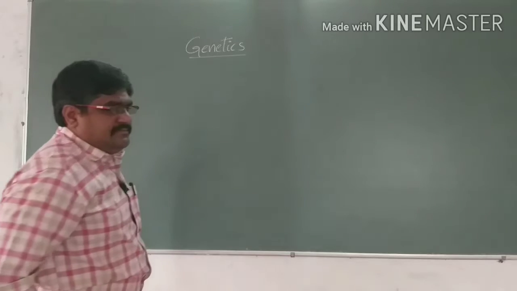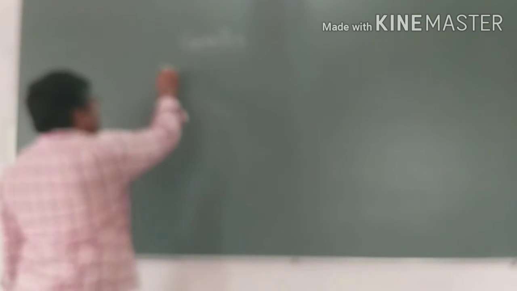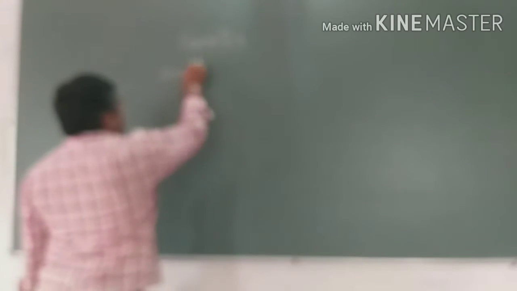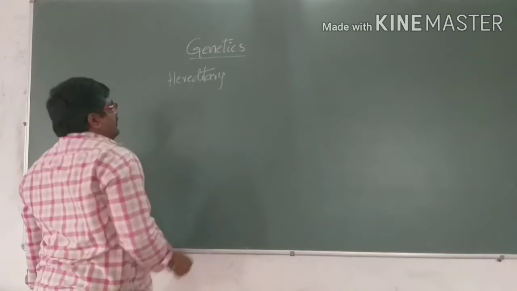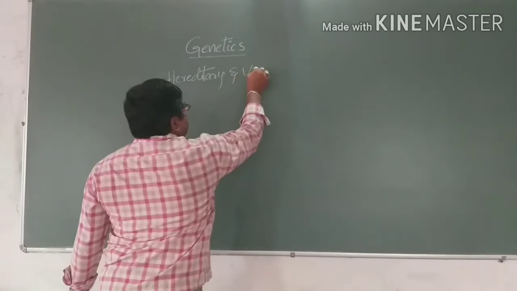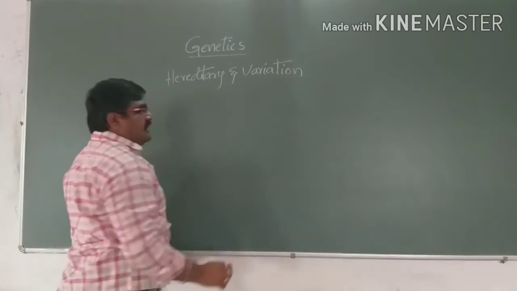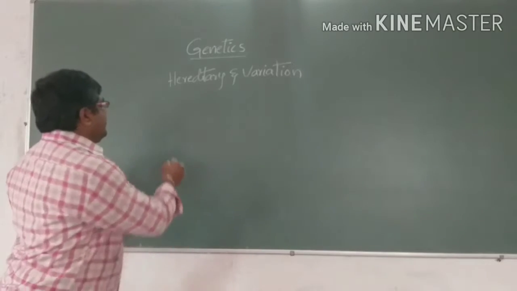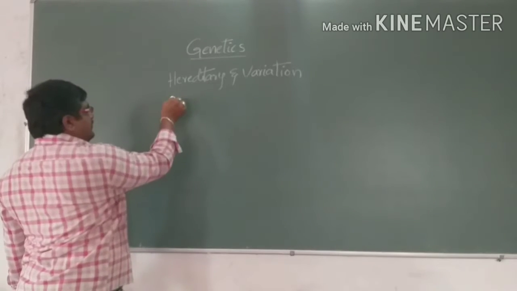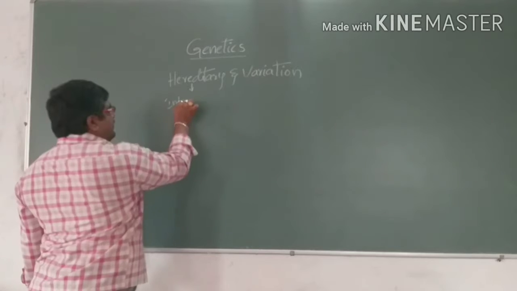Genetics consists of two words. What are the two words? One is heredity, and the second one is variations. These are the two words present in genetics. Heredity, otherwise, we can also call inheritance.